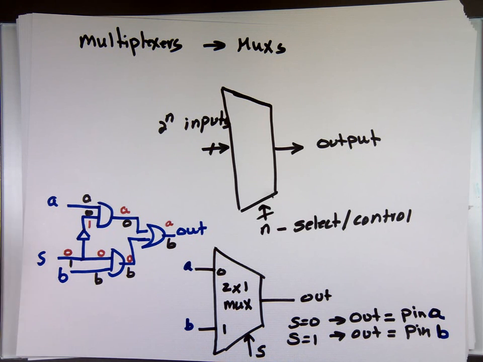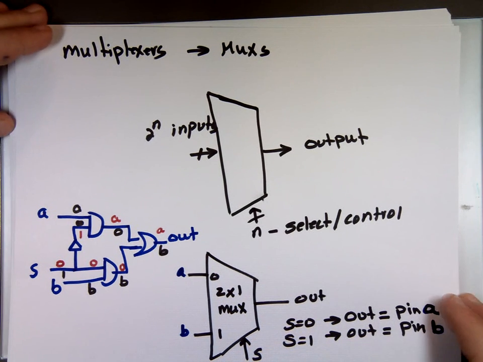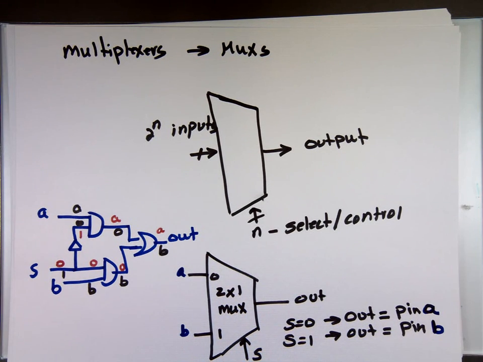Do they come in bigger sizes? Absolutely. We've got a 4x1, 8x1, 16x1. Now, are A and B always 0 and 1? Nope. They can be 0 or 1, that's a binary digit. It can't be anything else.